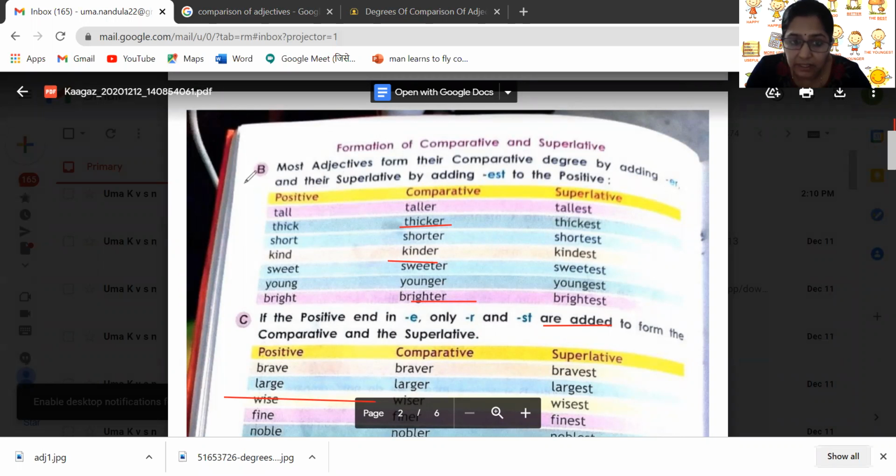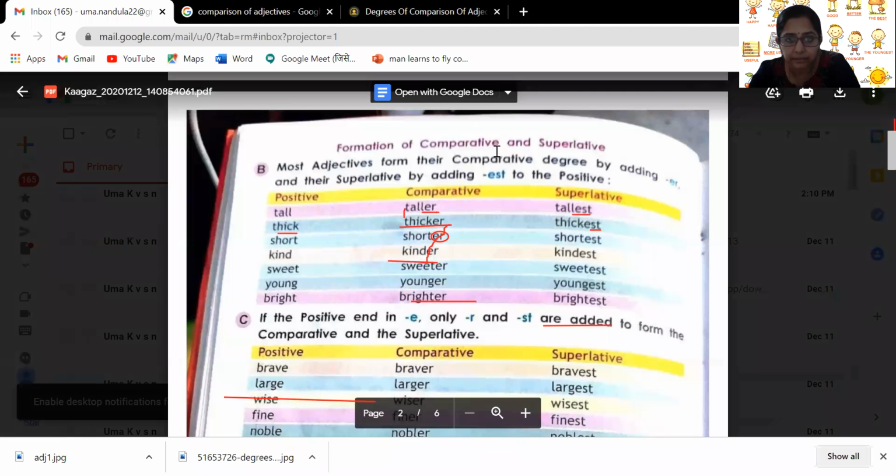Let's see: tall, it is in the positive degree, simple, no comparison. But here "er" is used, taller, and here "est" is added, tallest. And here, thick. This is a normal sentence. But here you use thicker, and here thickest. You have to understand that comparison, children. And here, short. Then "er" is used, shorter, and again "est" is added, shortest.